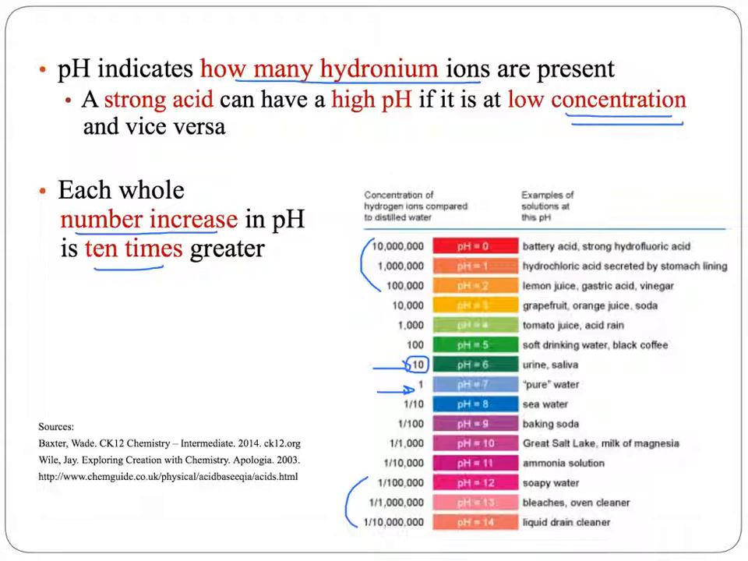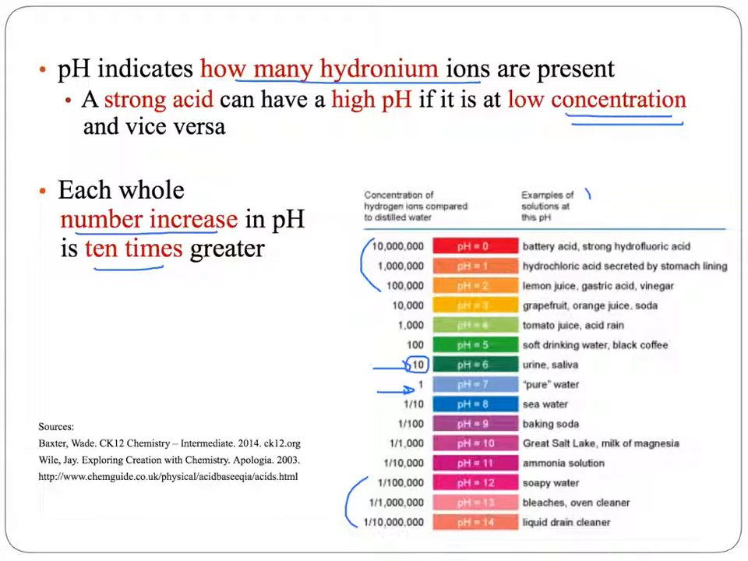Every time you change one integer in the scale, you're actually having a 10-fold increase or decrease in the number of hydronium ions, so that the number differences actually are bigger than you might think. If you think, oh, I'm just going from 6 to 7 or from 2 to 3, no, it is a much, much bigger difference because it's 10 times that.